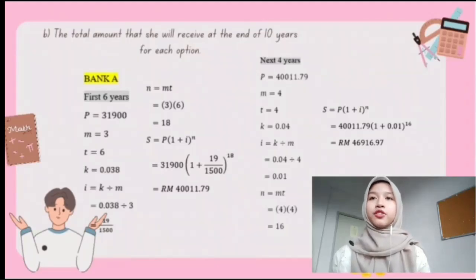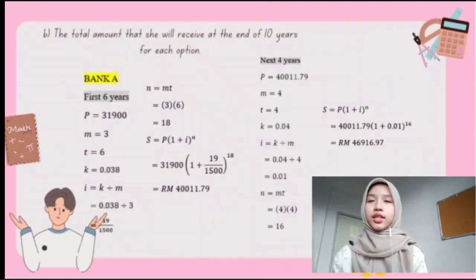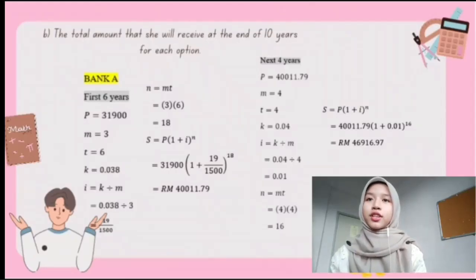We're going to apply the future value formula in this question, which is S equal to principal, open bracket 1 plus interest rate, close bracket, to the power N, where N stands for number of interest periods, equal to 31,900 ringgit open bracket 1 plus 19 over 1,500 close bracket, and the number of interest periods will be 18. So the total for the first 6 years is 40,011 ringgit and 79 cents.